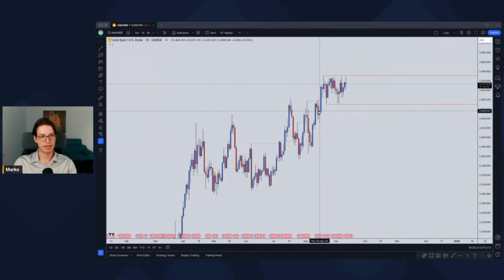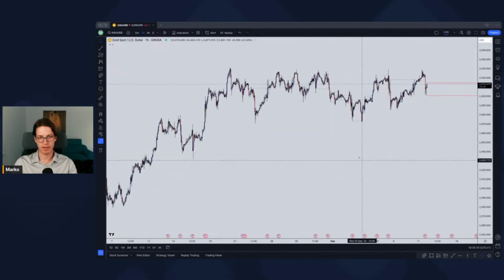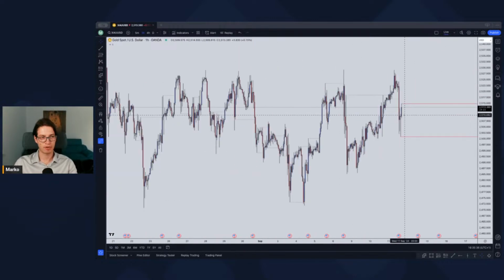So that's my analysis for gold. I would not really be a buyer in this market. I would wait for a high probability sell setup as it stands. The 1 hour is going to be flat and corrective. Yeah, just very flat, very corrective.